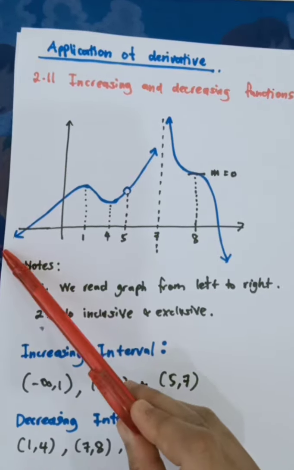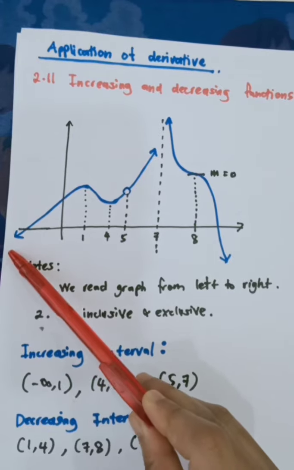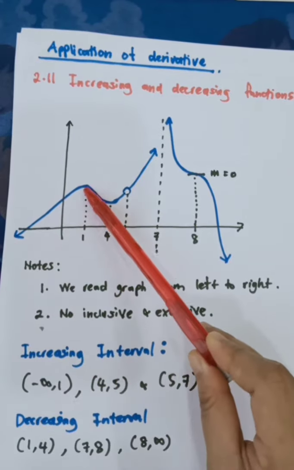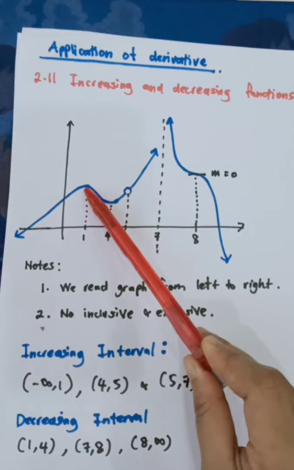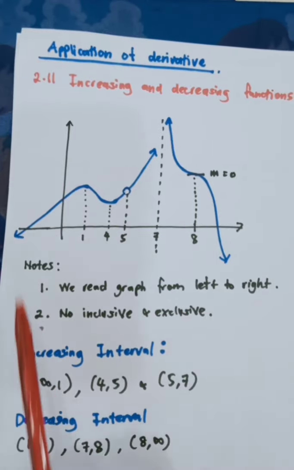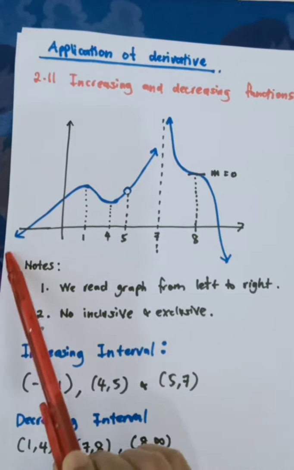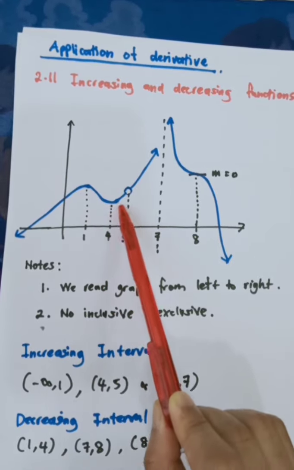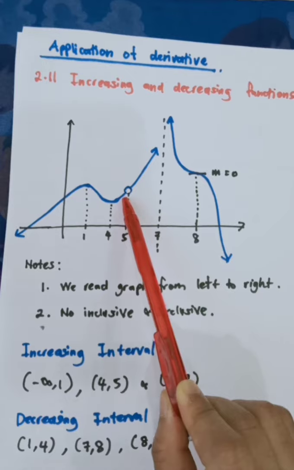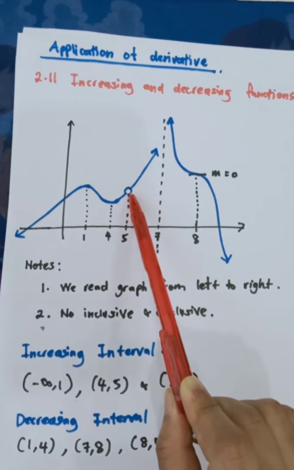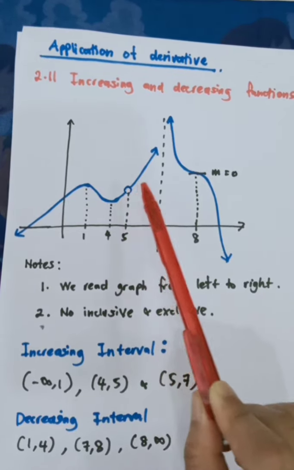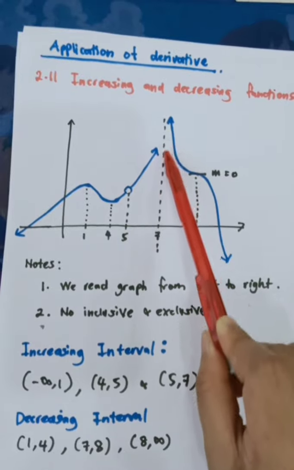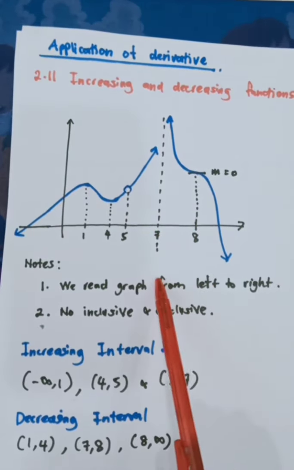Increasing means you can see the graph increase, from the lowest point to the highest. This is the increasing interval. The interval is negative infinity to 1. And then 4 to 5, 4 to 5 increase. We stop here because this is an undefined coordinate. And then 5 to 7, we stop at 7 because 7 is an asymptote.